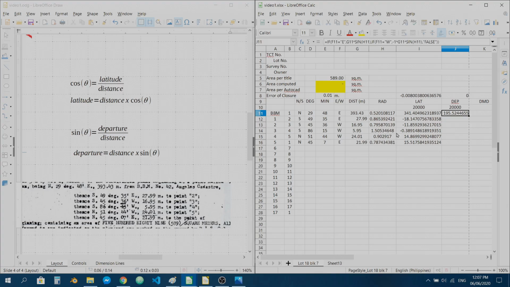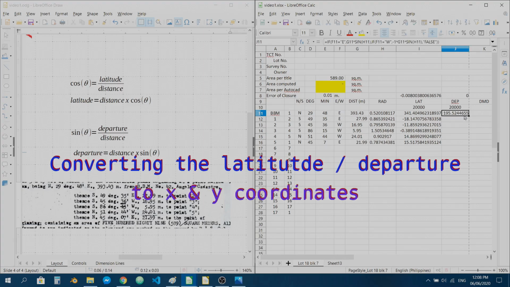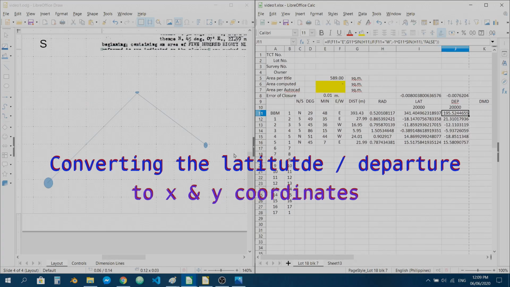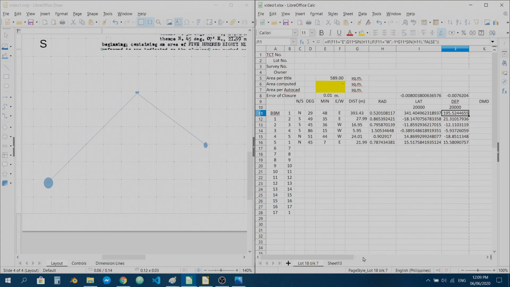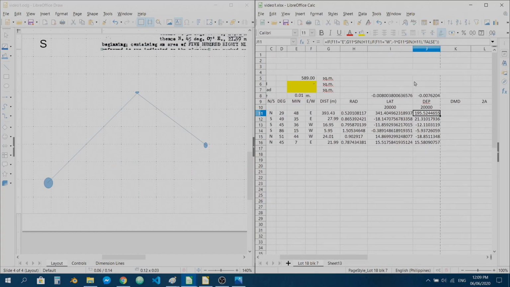Okay, so let's see. Ayan na. So yan o yun. So to check kung tumutugma naman, west should be negative. Okay, negative. East. So if we're going to delete this, okay, false. Now, para makakuha natin yan, ang idea po natin dito is to know yung northing easting. Kasi this pertains doon sa individual latitude and departures natin.